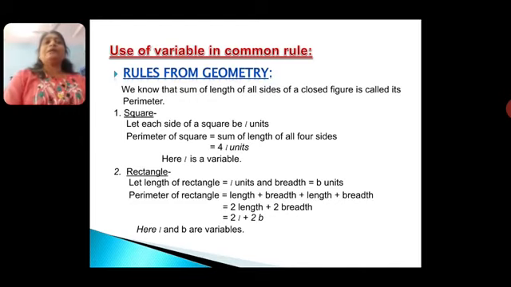First, square. Let each side of a square be L unit. Therefore, the perimeter of a square equals the sum of the lengths of all 4 sides, which equals 4L unit, where L is a variable. Next example, rectangle. Let the length of the rectangle be L unit and breadth be B unit. The perimeter of a rectangle equals the sum of the lengths of all 4 sides. That means length plus breadth plus length plus breadth equals 2 lengths plus 2 breadths. It gives 2L plus 2B. Here L and B are variables.